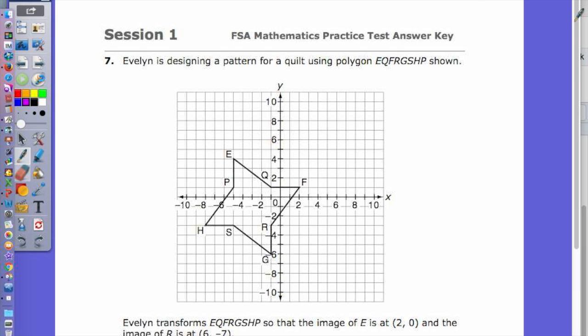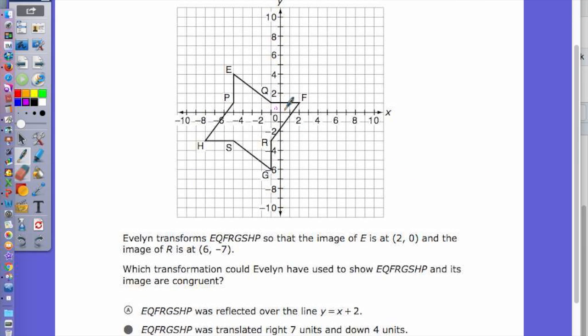Number 7. I don't think this was an issue. They gave you the new E and the new R, and they asked for the transformation, and it was multiple choice, so it was only one choice. You didn't have to worry about whether there were multiple answers.